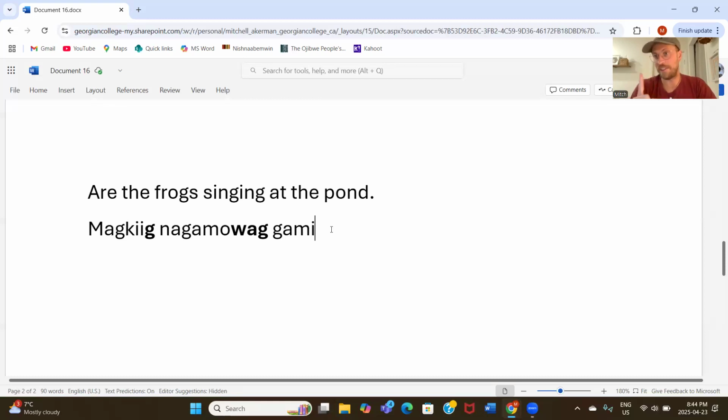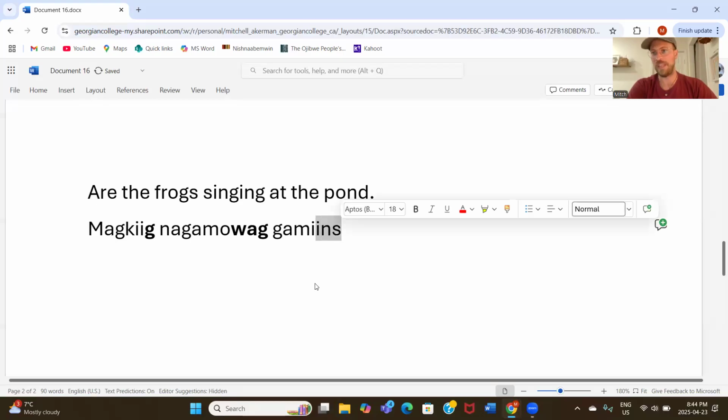Gami already ends in a short I. You only have on, in, on, an to pick from. So if you've already got an I, you'd be crazy not to just lengthen that I and make gamiins. Gamiins is now a little lake, or it could be a pond. So now we have the little lake or the pond.